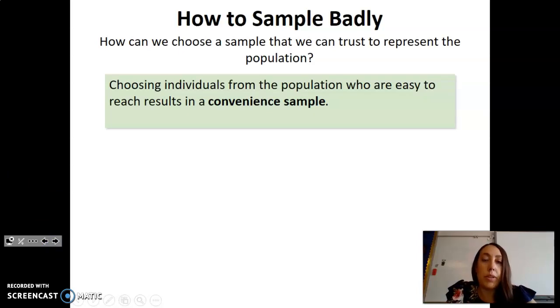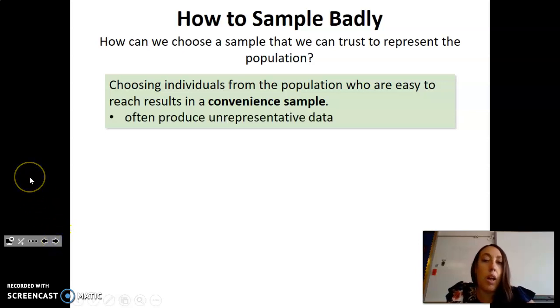Choosing individuals from the population who are easy to reach is called a convenience sample. So for example, if I wanted to gather information about students at O'Connor High School, maybe I want to know about their GPAs, but I was lazy and I only sampled students in my classes. Well, one, that's not representative of the entire population because I only have 2 juniors out of, there's a lot of juniors at the whole school. And two, I teach honors and AP. So those kids often are also not representative of the entire population. So if you're choosing individuals who are easy to reach, that's called a convenience sample, and it will often produce unrepresentative data.